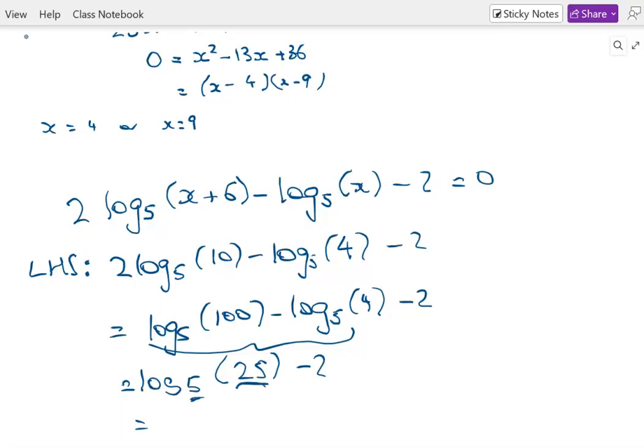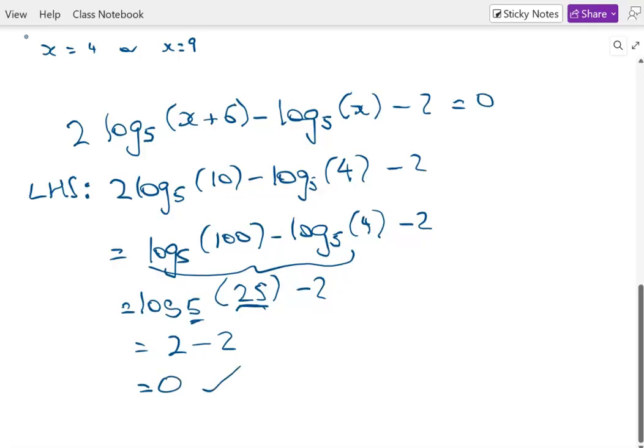5 to the power of what is 25? 5 to the power of 2. So that equals 0, and that works fine. And we can do the same thing on x equals 9. We can do something similar and check that that one works as well.